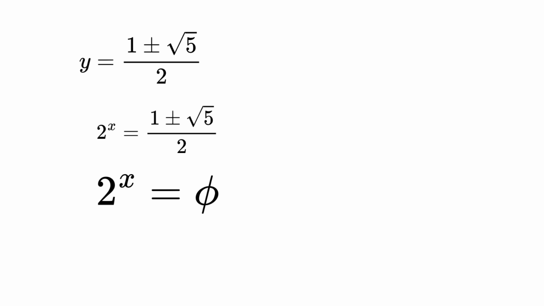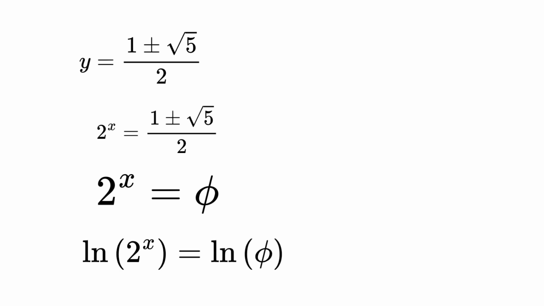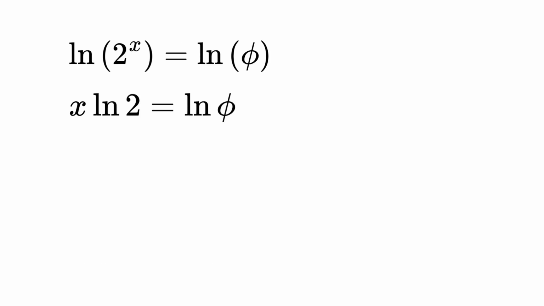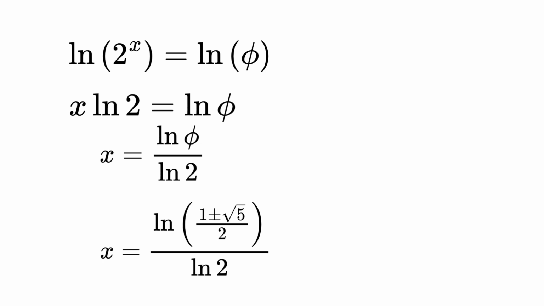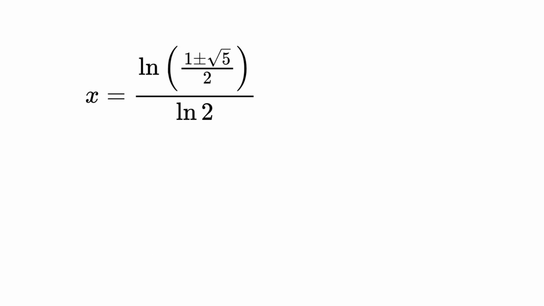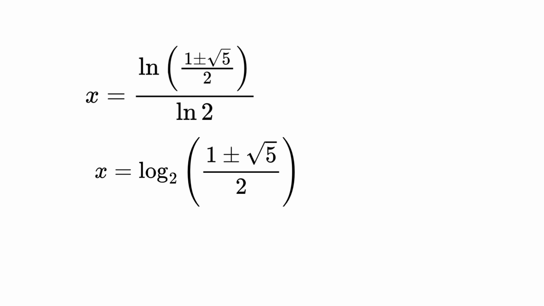Now apply log on both sides and we get ln of 2^x = ln of phi. x ln 2 = ln phi. Now x = ln phi / ln 2. Phi is equal to (1 ± √5)/2. Then now substitute in the equation. Now x = log base 2 of (1 ± √5)/2. So we have got our x value.